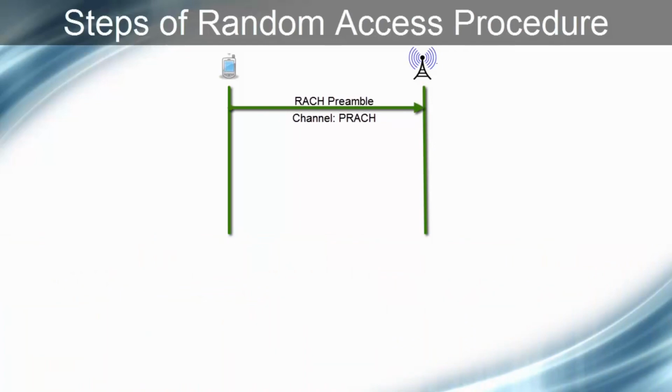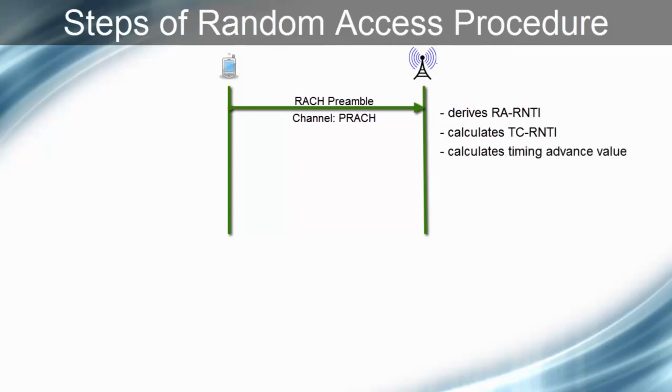Now let's see what eNodeB does after receiving the random access request. eNodeB derives RA-RNTI from the time slot number in which the preamble is received, and calculates TC-RNTI for this UE. TC-RNTI stands for Temporary Cell Radio Network Temporary Identifier. It is used for further communication between UE and eNodeB.